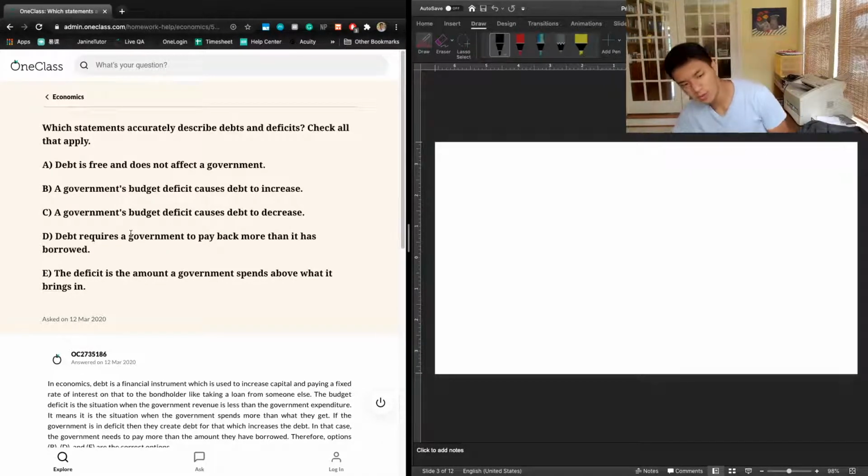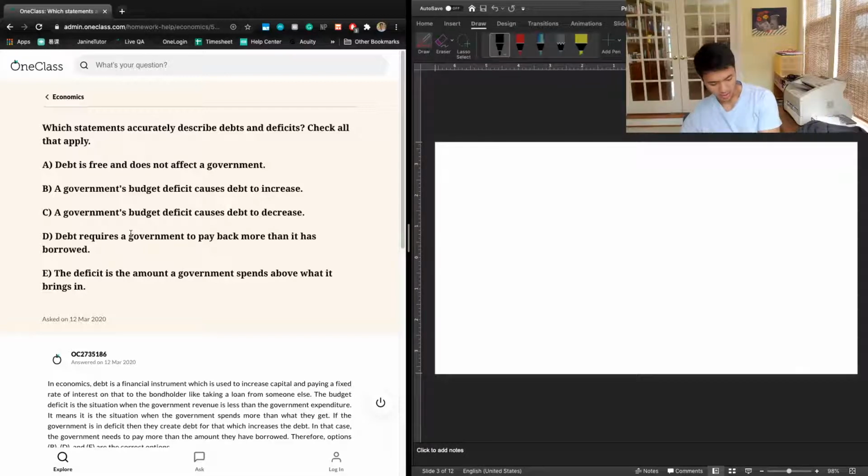D says that debt requires the government to pay back more than it has borrowed, and we just talked about this. That's true, because when you borrow money, not only do you pay off the principal, but you also have to pay the interest, and so debt is going to actually cost us more over the long run than just what we borrowed. So D is true. E says that the deficit is the amount a government spends above what it brings in, and so that is also right. That's the definition of deficit.